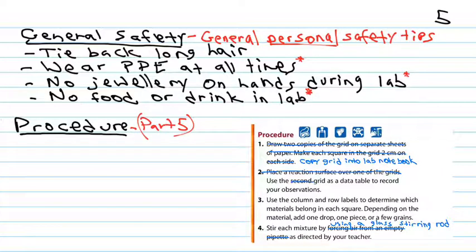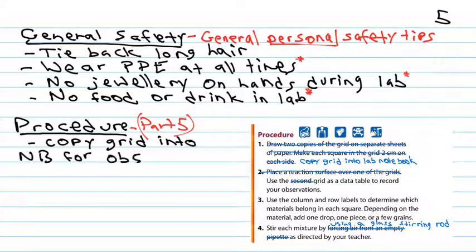So in this case, we made a few changes to the lab, and we're going to write those down in our lab notebooks. So step 1, we're going to get rid of all of step 1 that says copy grid into lab notebook. Then in step 2, we're going to change it to say use the grid as a data table to record your observations. Step 3 is the same. Step 4 says stir each mixture by using a glass stirring rod as directed by your teacher. And I'll teach you how to do that during lab. So we're going to write that into our lab notebooks.